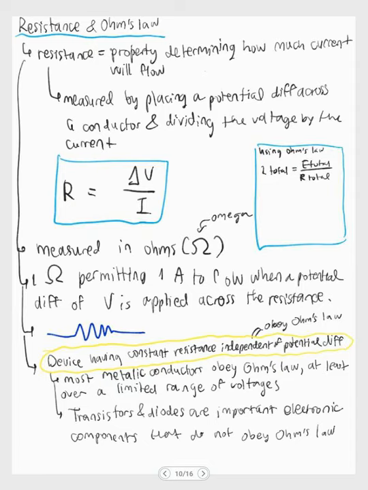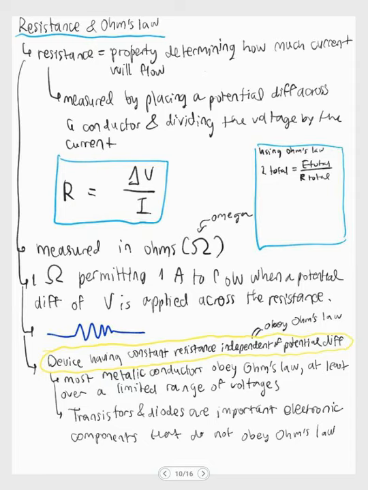We can apply Ohm's law to this, like I total is equal to E total over R total. Resistance is measured in ohms, which can also be represented by the Greek letter omega. Here's this one, the omega. 1 ohm permits 1 ampere to flow when a potential difference of 1 volt is applied across the resistance. It can be used in the schematic like this one.